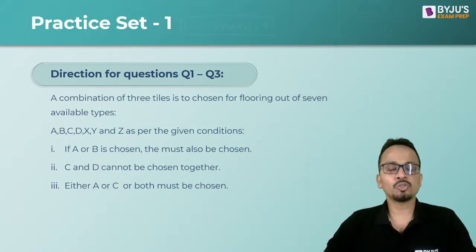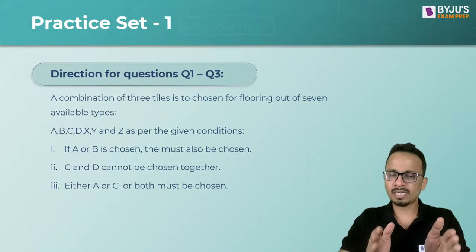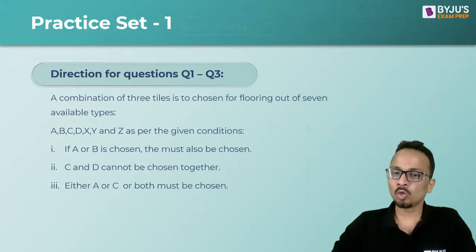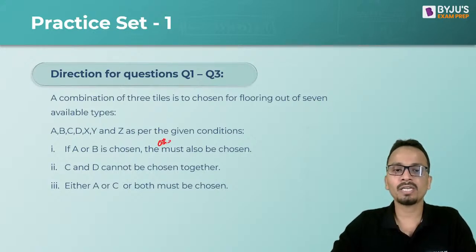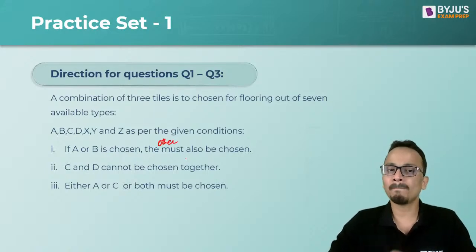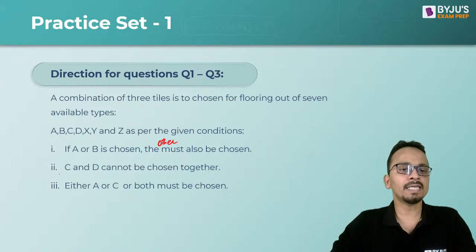So a combination of 3 tiles is chosen. Please note down all these conditions. There are a total of 7 tiles, A, B, C, D, X, Y, Z, and let's look at the conditions one by one. Condition number 1 says that if A or B is chosen, the other must also be chosen. Second, C and D cannot be chosen together. Third, either A or C or both must be chosen.